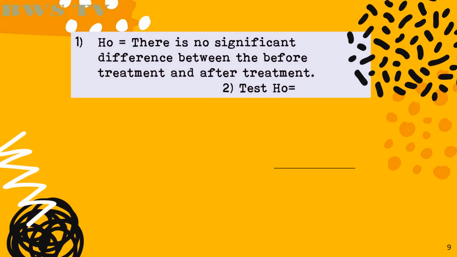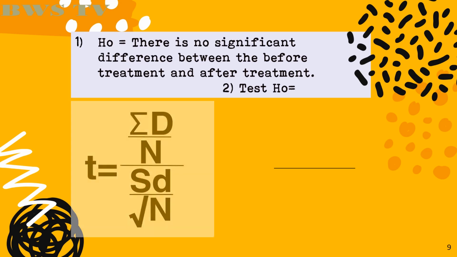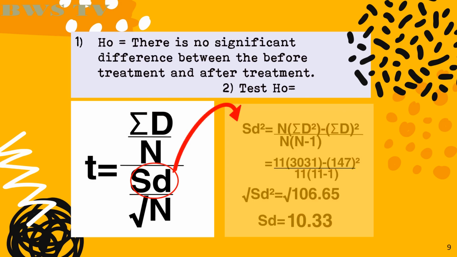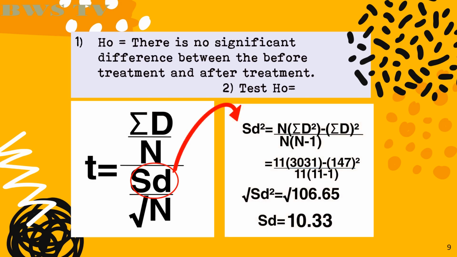So we can now formulate our null hypothesis. There is no significant difference between the before treatment and after treatment. Then we have to test the null hypothesis using this formula. And now, do the same thing to find SD. We need to use this formula, then substitute those values, and now we have 106.65. Then find its square root, which is 10.33.